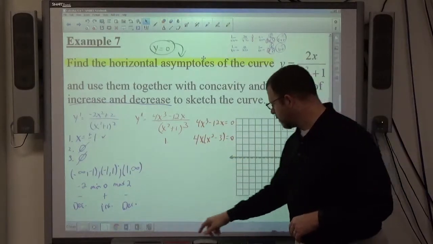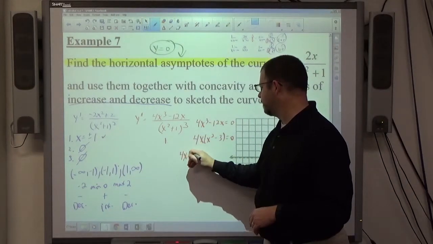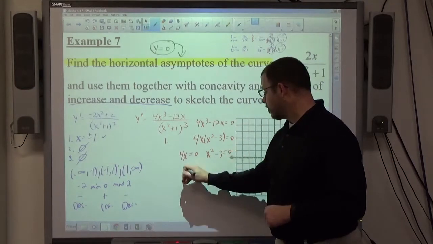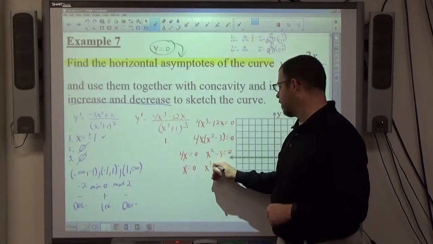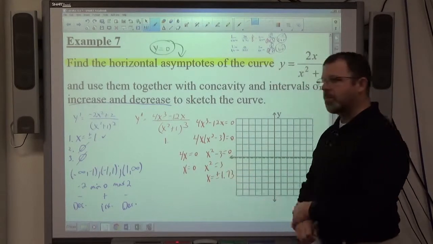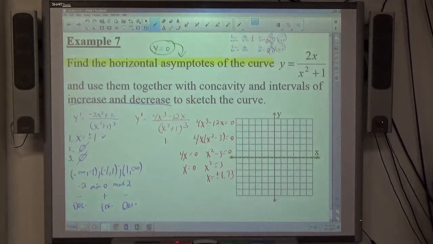Well, 4x equals 0, or x squared minus 3 equals 0, right? So this gets me x equals 0. This gets me x squared equals 3. So x equals plus or minus the square root of 3. About 1.73 if you wish to evaluate it on a calculator, which as far as calculus is concerned, if we're trying to graph things, decimals are perfectly fine with me.